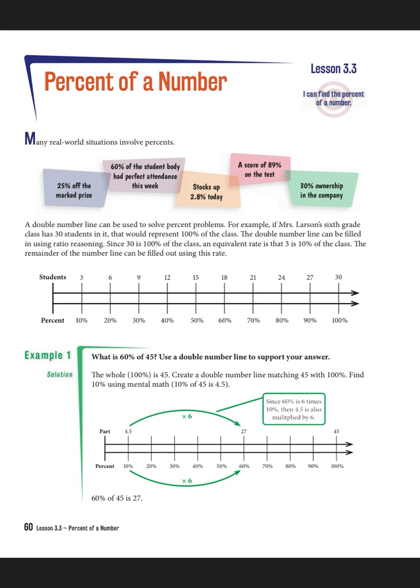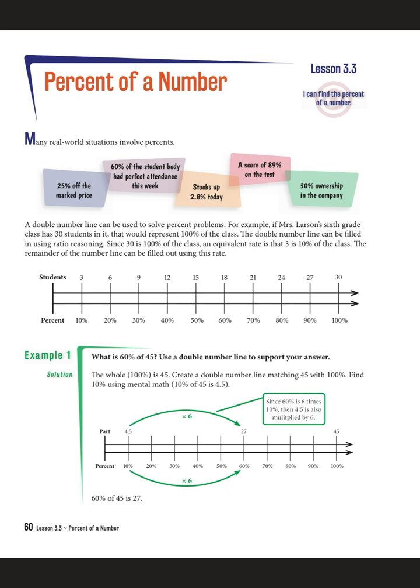So starting off at the left and working our way to the right. It says 25% off the marked price. You might see a sign like that. 60% of the student body had perfect attendance this week. Stocks were up 2.8% today. A score of 89% on a test. 30% ownership in the company.